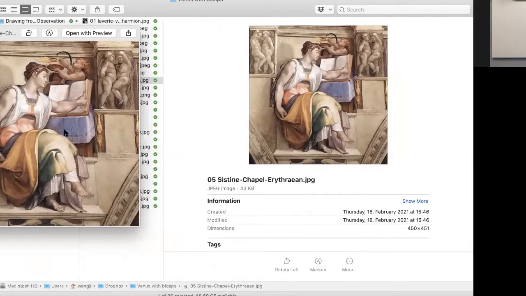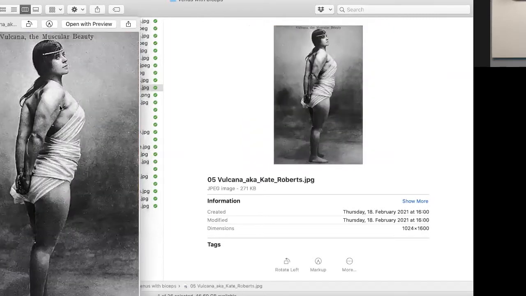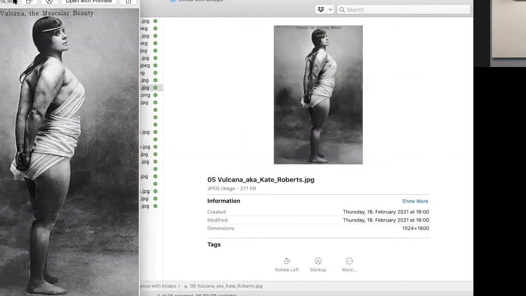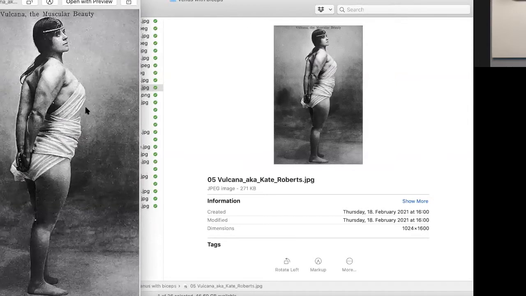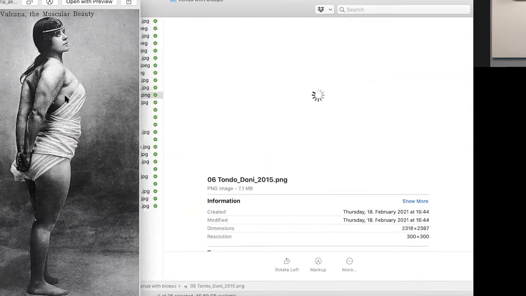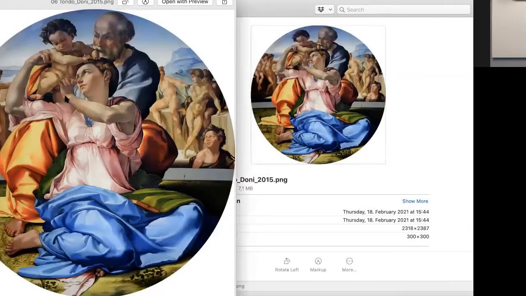And Michelangelo really liked to represent the strength of spirit and mind and faith with muscles. So the Sibyls have muscles. And as you can see, we have another vintage weightlifter, Vulcana, that looks kind of like a Michelangelo Sibyl. So there is this, those bodies were not nonsense.